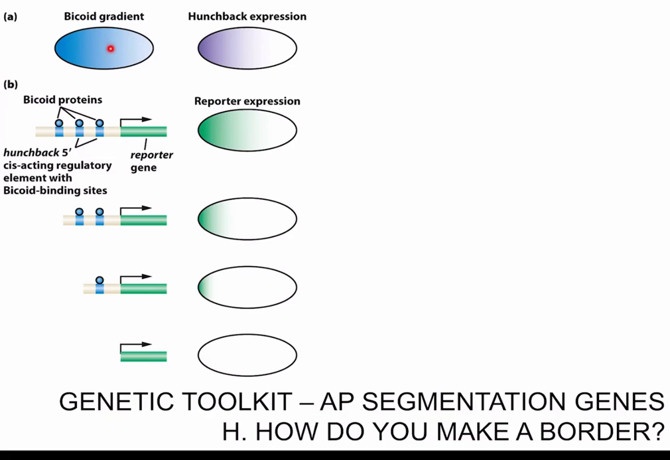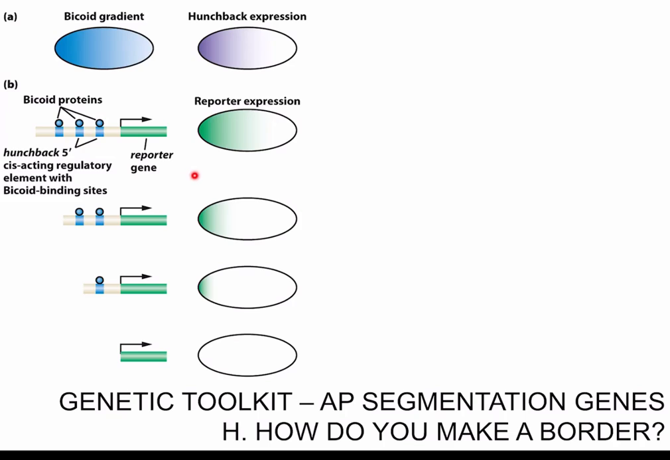gradually decreasing amounts as you go from the anterior to posterior, hunchback expression is restricted only to the anterior half, and that's likely because the amount of Bicoid in the posterior half of the embryo is less than that minimum amount, that threshold of Bicoid protein concentration required to drive hunchback expression.